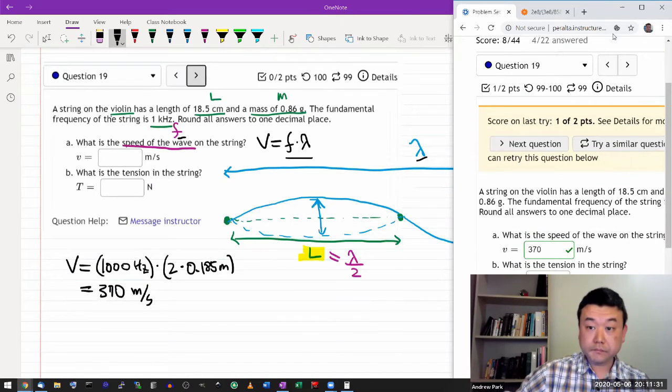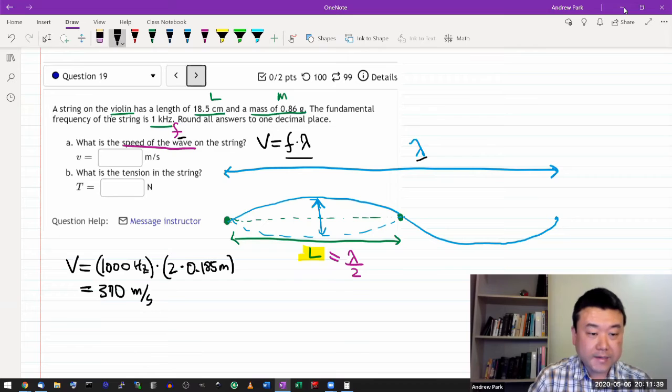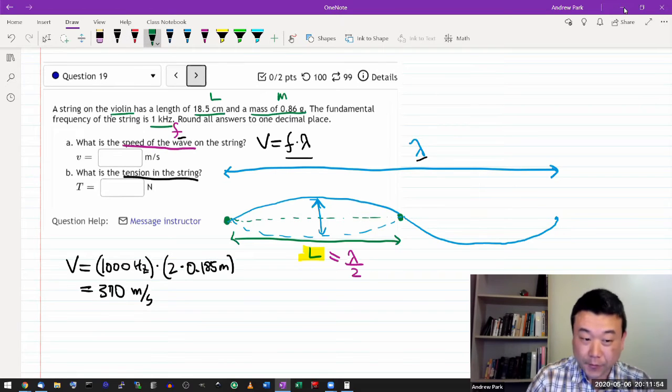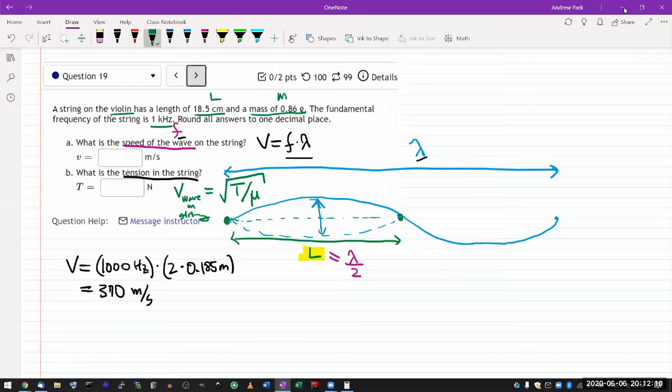Now, up to here, you only had to use wave properties and general knowledge about standing waves. Now, when it's asking for tension in the string, this is where you have to memorize that one formula about wave speed for waves on a string. It's something you have to memorize. The memorized formula for the speed of a wave on a string is that the wave speed is given by the square root of tension per linear mass density. I already have the wave speed, so I need to solve this for tension. When I do that, I get tension is equal to wave speed squared times the linear mass density.